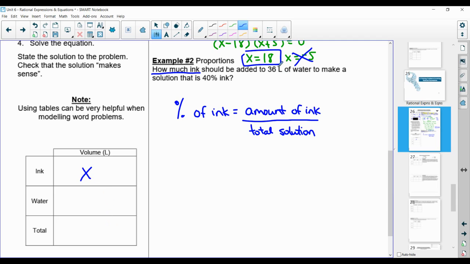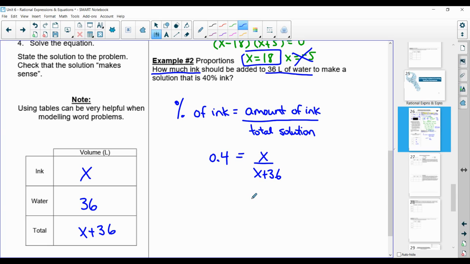Now, we know that there are 36 liters of water in the solution. So that means our total solution is the amount of ink plus the amount of water. So our total solution is X plus 36. So if we want to figure out our percentage of ink, it's going to be X divided by X plus 36. And we're going to express our percent as a decimal, so 0.4.